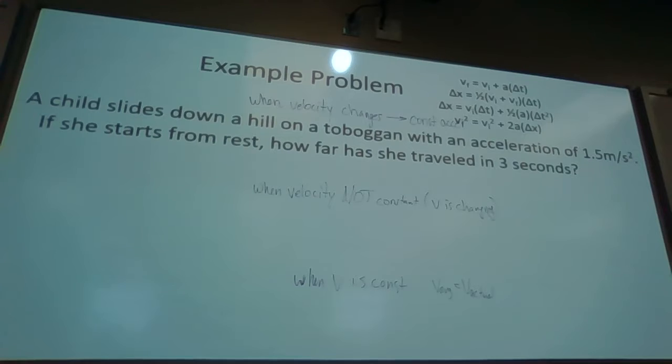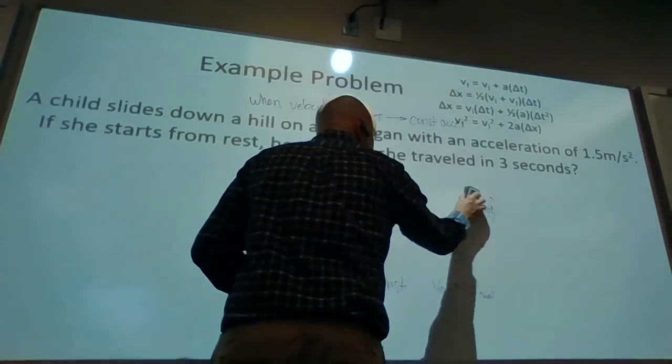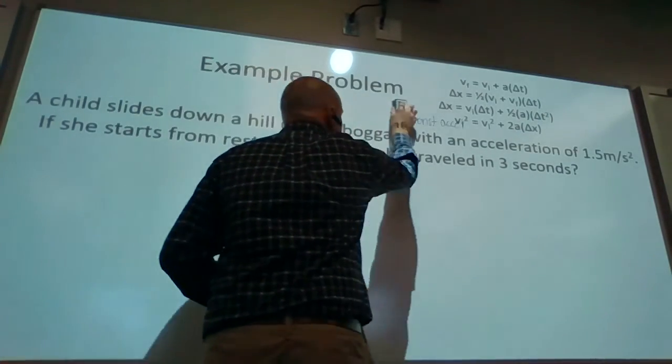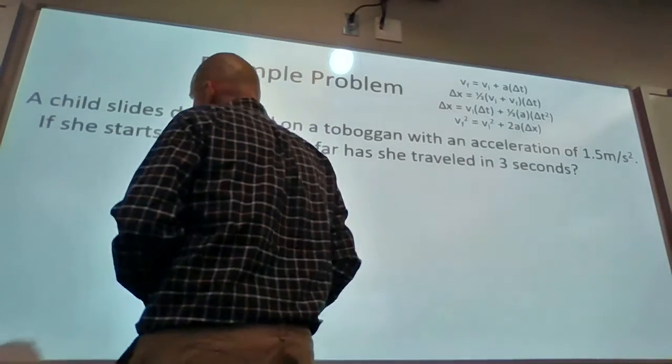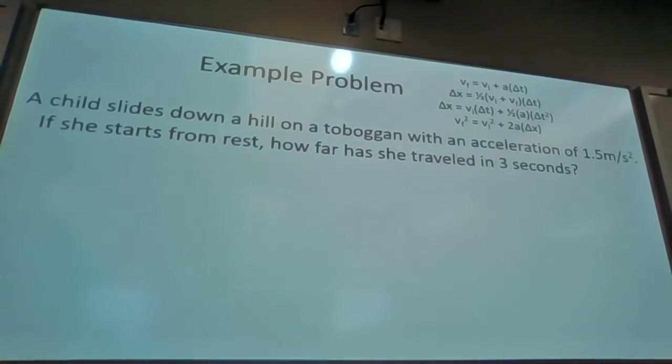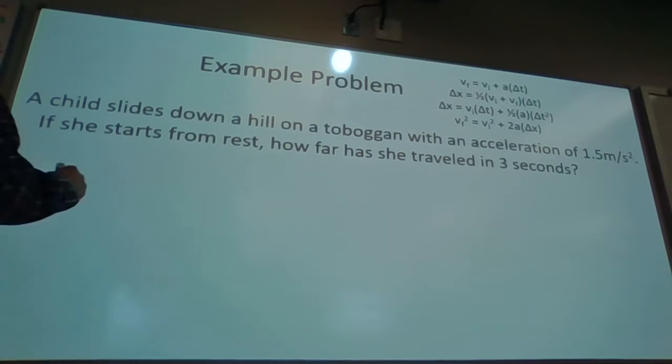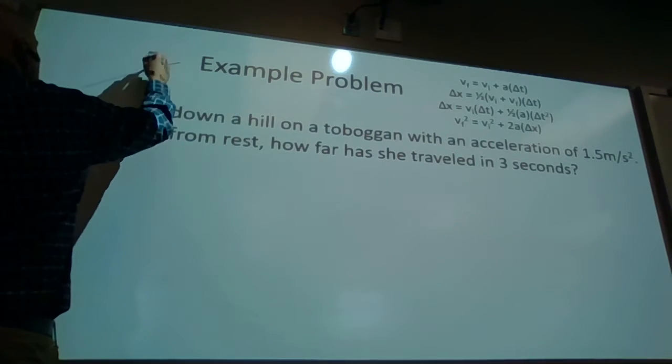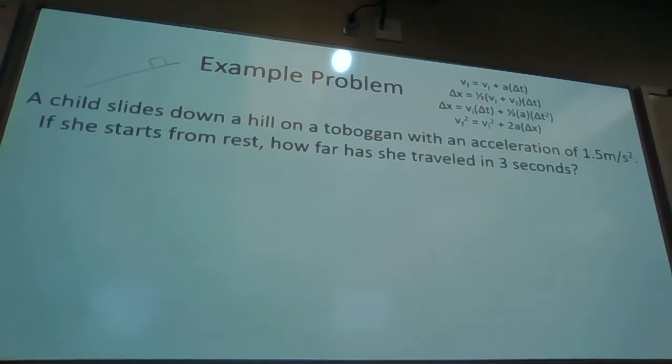All right, so let's take an example problem. A child slides down a hill on a toboggan with an acceleration of 1.5 meters per second squared. She starts from rest. How far does she travel in 3 seconds? Step one, I would draw a picture. Here's a hill and the kid on the sled.